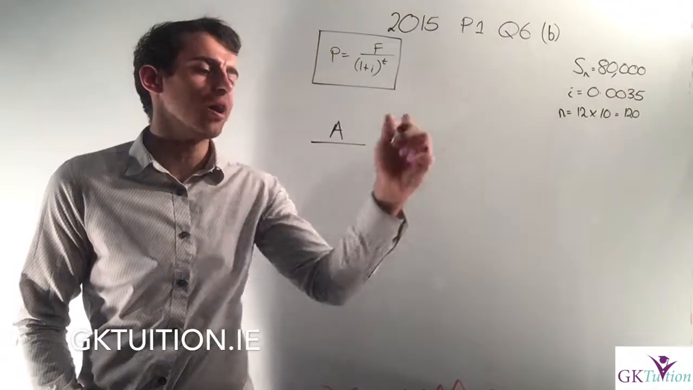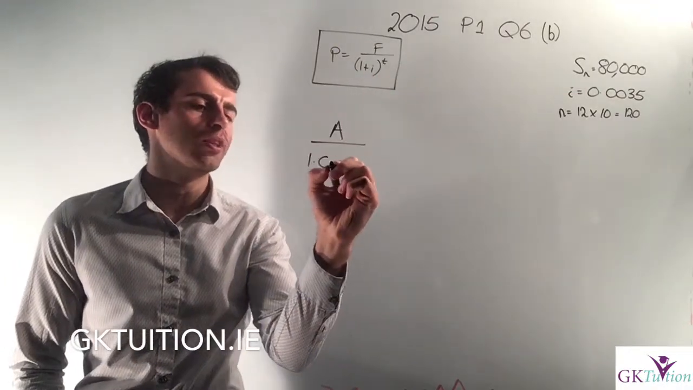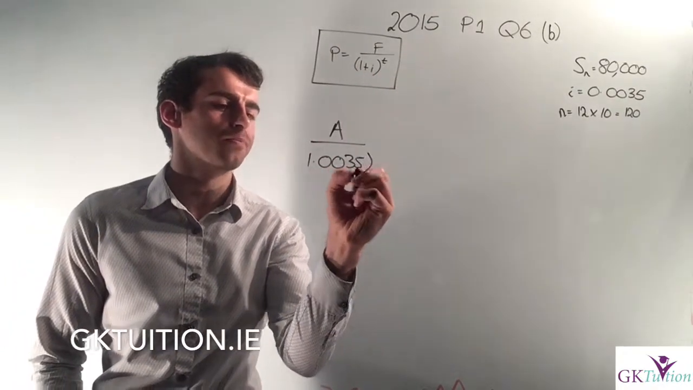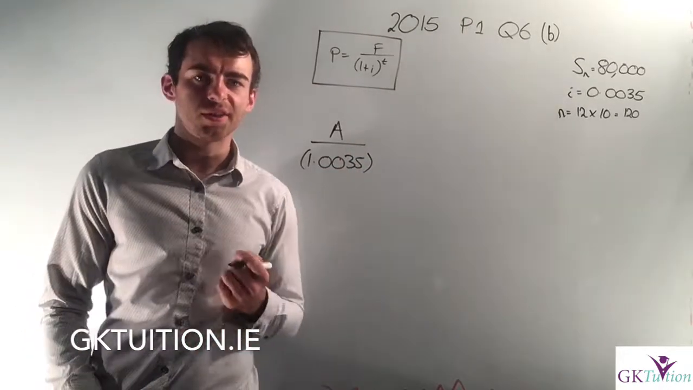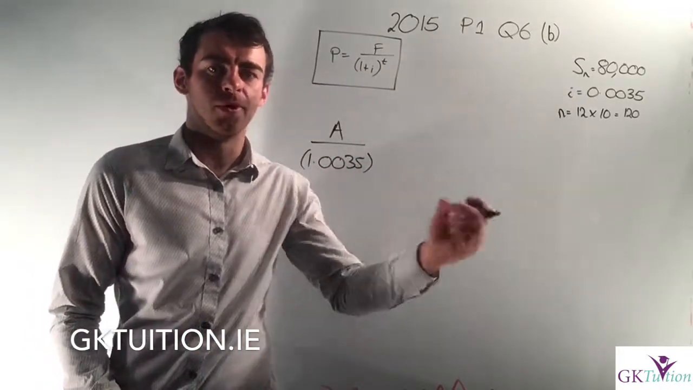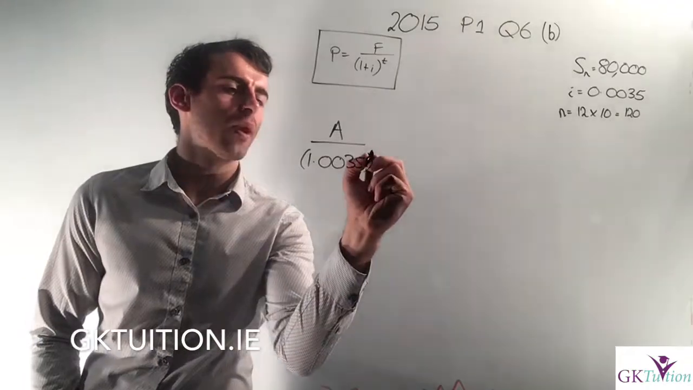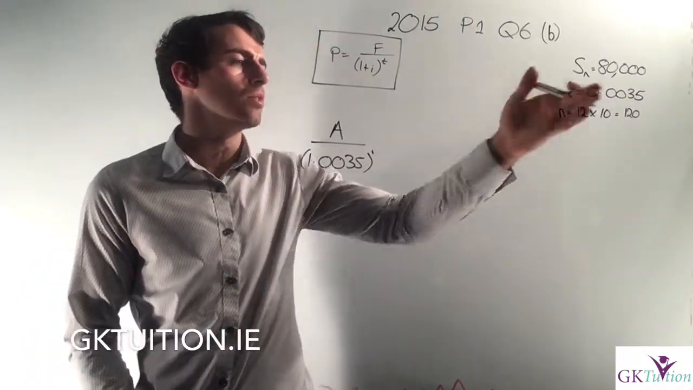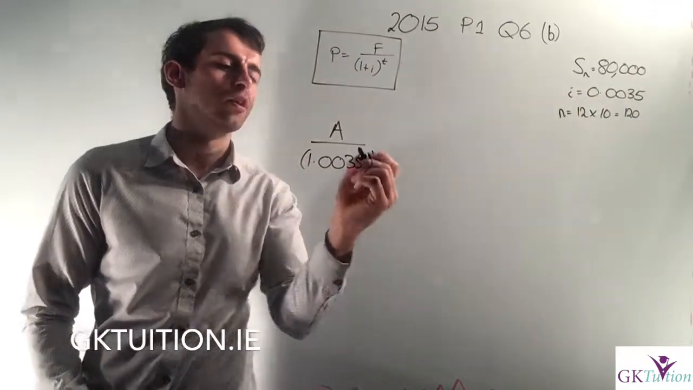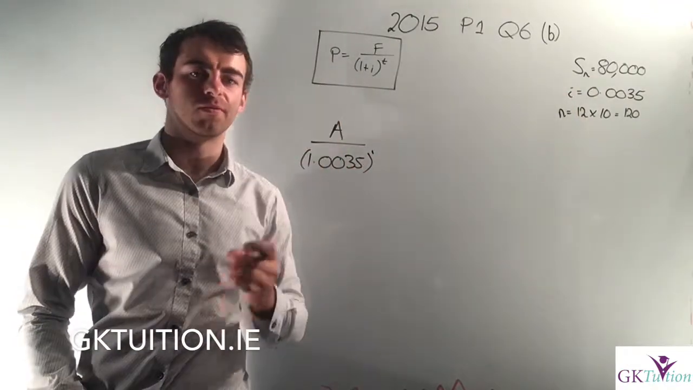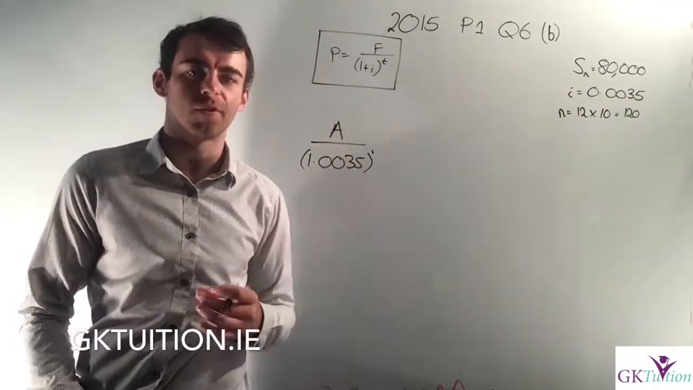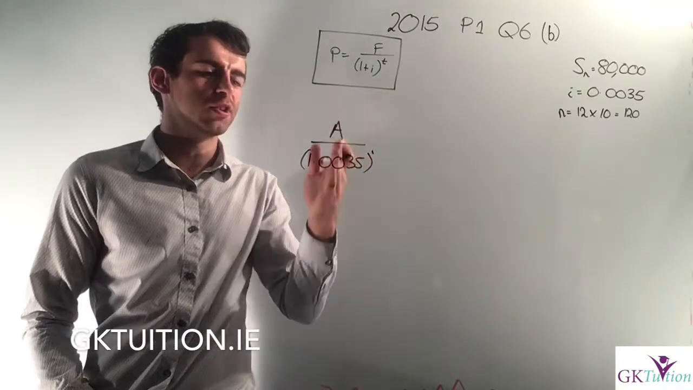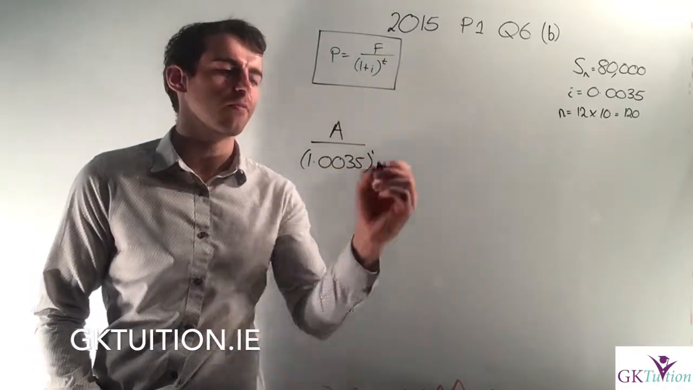My 1 plus i in this case is going to be 1.0035. And the first installment is going to go in a month. So that means it's all of this to the power of 1. It's going to be in 1 month, or one time period, because my interest rate is per month. It's going to be 1 month before I make my first installment. So my first term is just A over 1.0035.